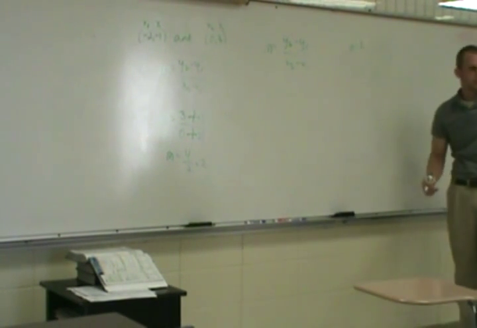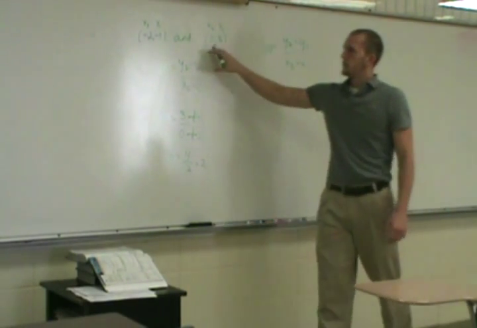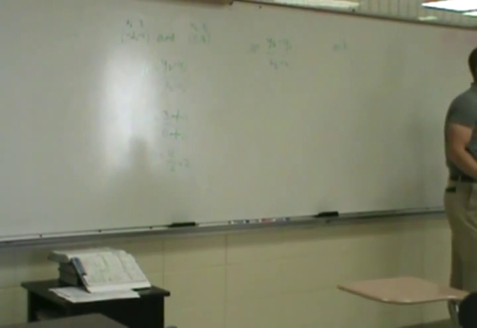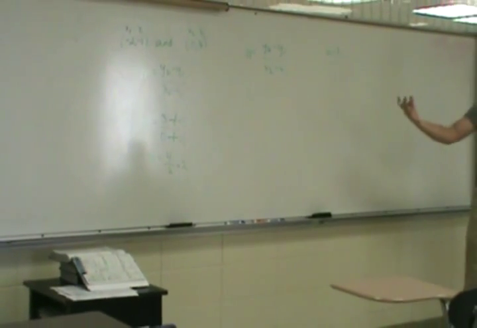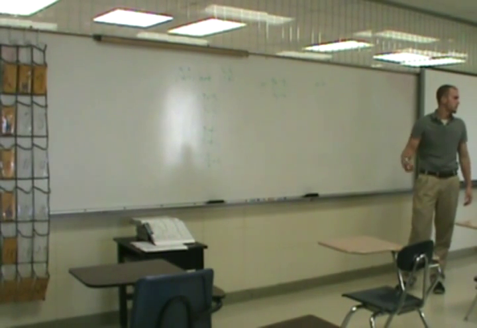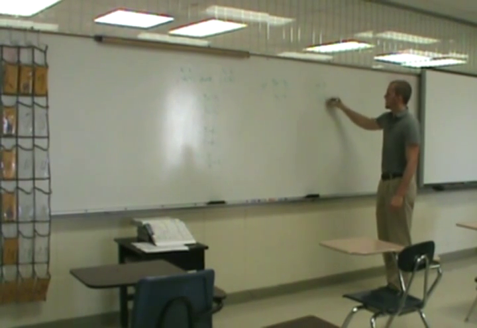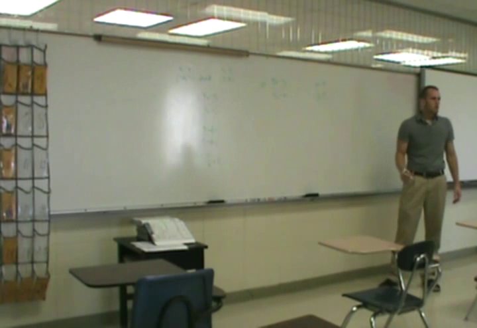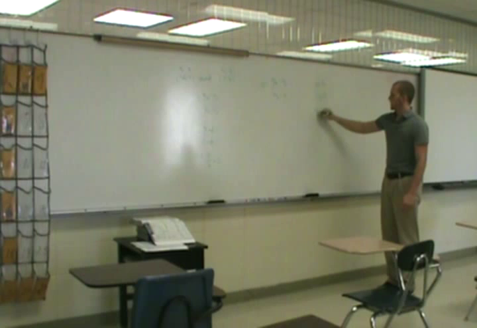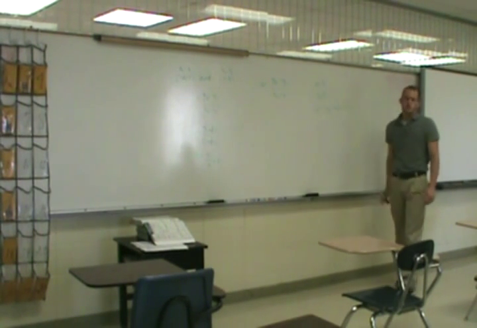What we can do is take one of the points that they gave us at the very beginning, and you can choose either one. I usually try to choose an easier one. If it has a 0 in it, I typically choose that one because you have one less number to deal with. So I'll choose 0, 3 as my point. We have our point-slope formula: y minus y1 equals m times x minus x1.